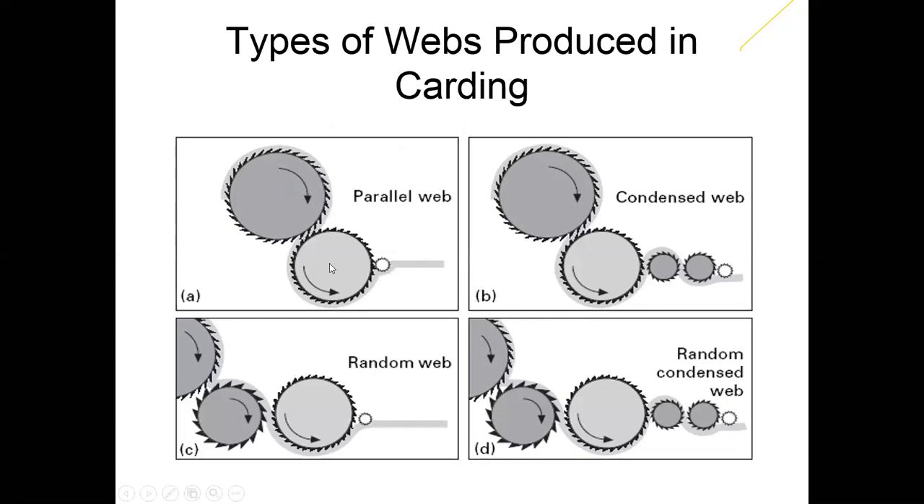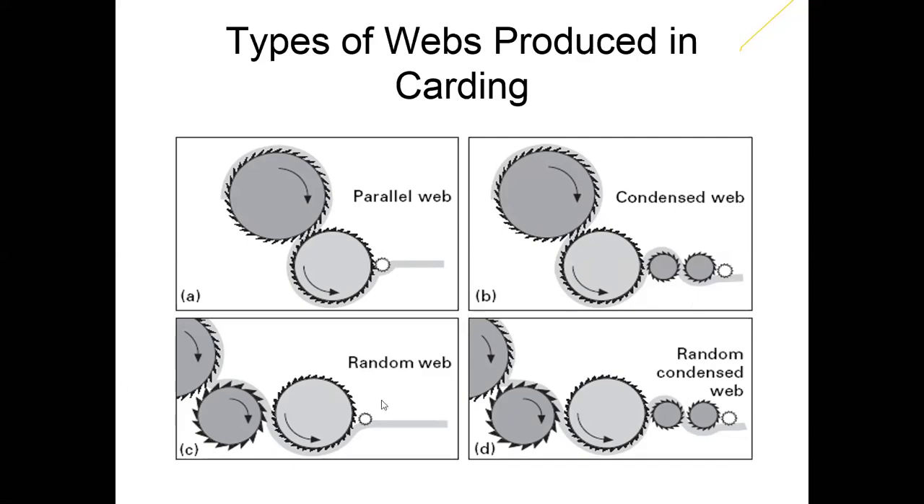So it is a parallel web. This is a doffer, and you are collecting fibers from here, and this is the parallel web. So whatever web we are collecting from the carding, this is a parallel web. Now we have some condensers over here. So the web you are collecting here is a fine web, but here we are using condensing rollers. With the help of condensing rollers, we can increase the thickness of web.